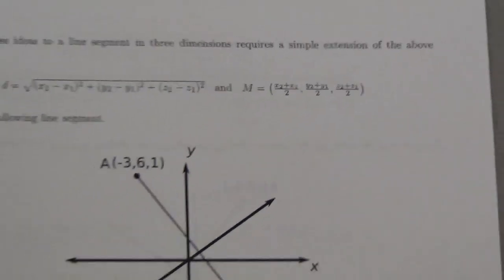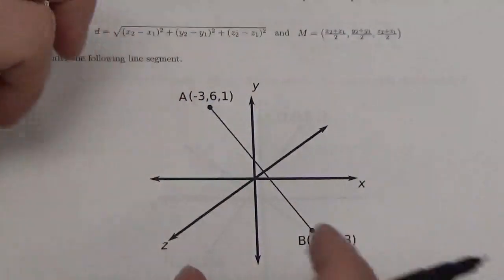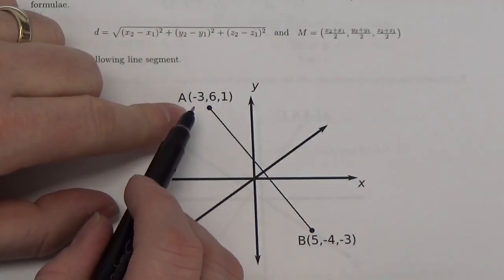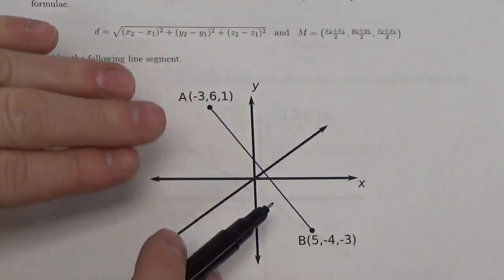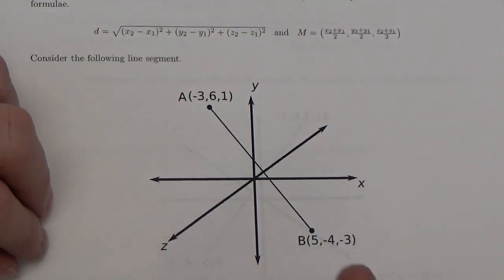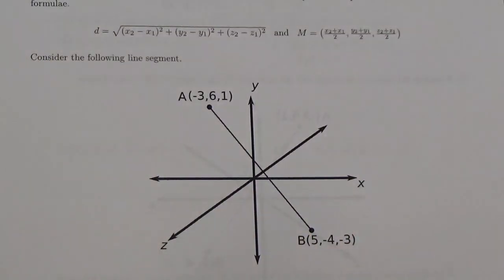So now, when we've got 2 points, it's a little bit difficult to draw this, but bear with me here. This point here, negative 3, 6, 1, I'm going to assume that's going into the piece of paper, and this point 5, negative 4, negative 3, considering the z-axis is running this way, is going to be out of the paper a little bit. For me to figure out the length between them, I'm going to use this altered form of the Pythagorean Theorem.